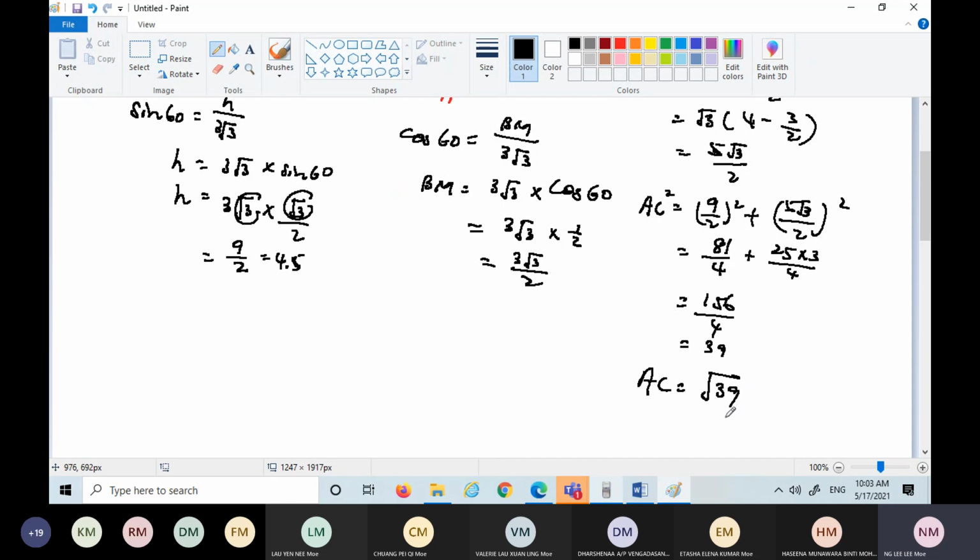Can 39 simplify with any perfect square? I don't think so. 4 is not a factor. 9 is not a factor. This one you can write as 3 and 13. Cannot. So this is the final answer. So this question is quite challenging.